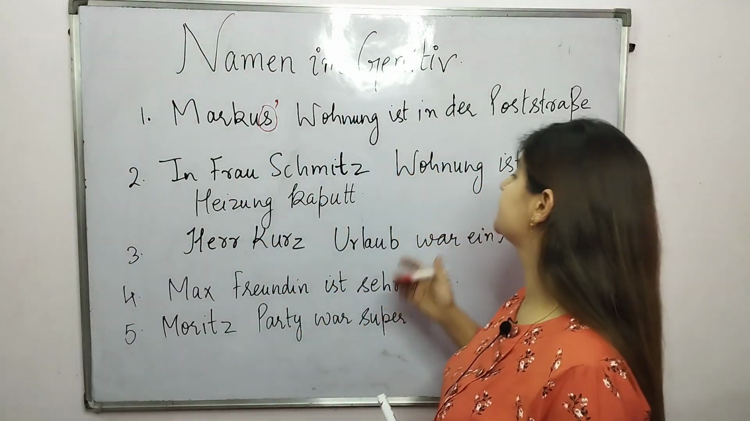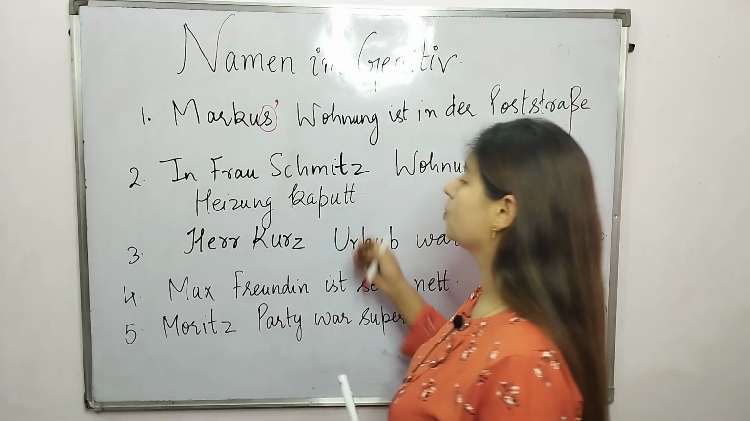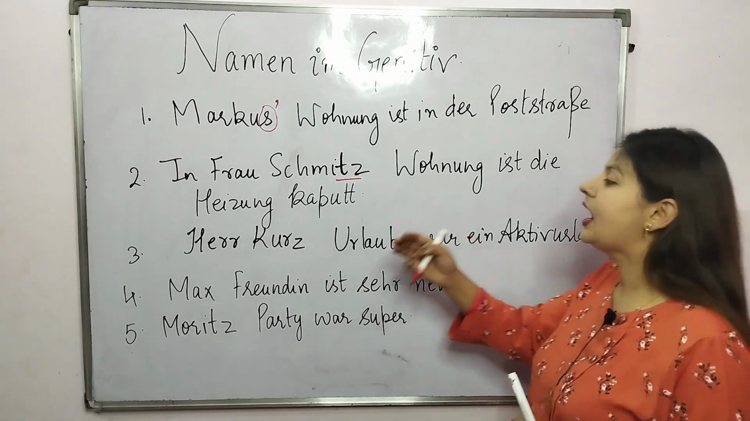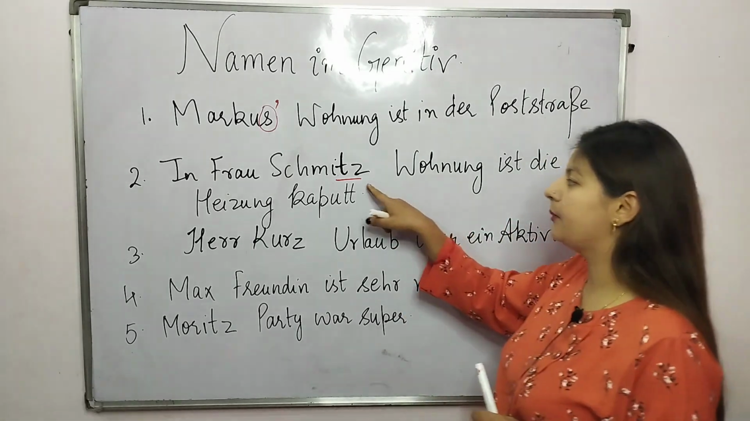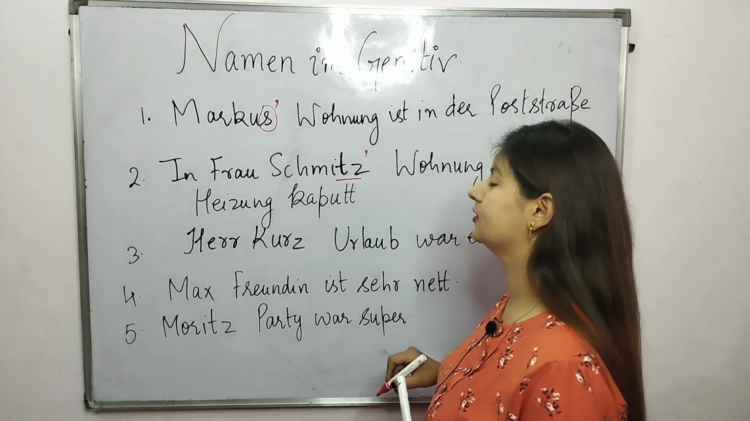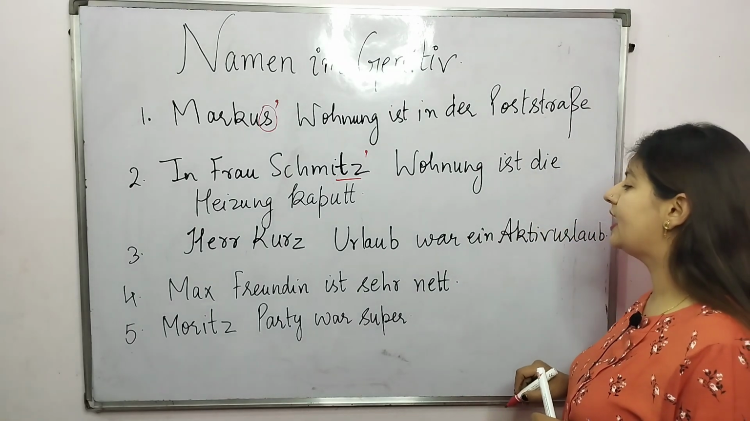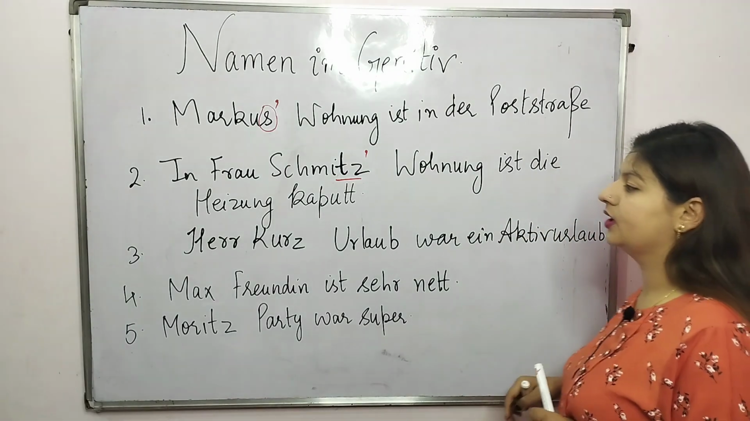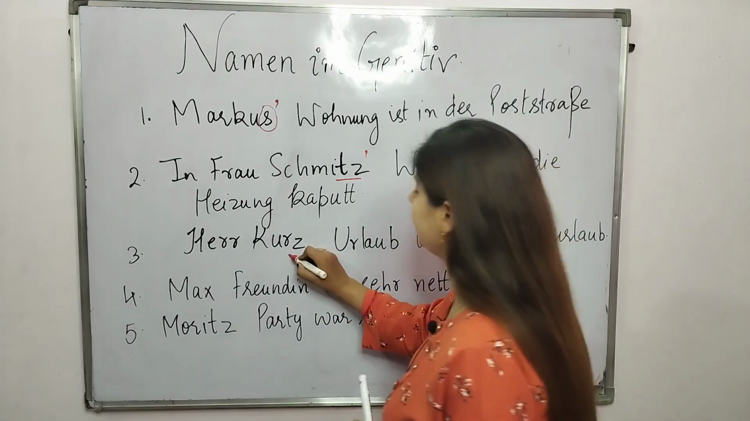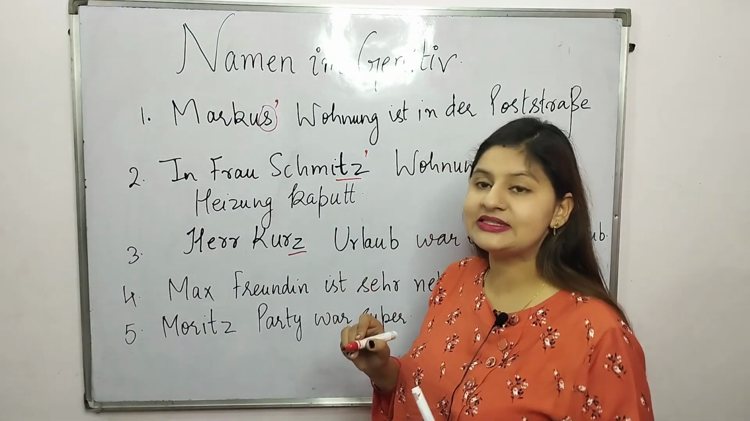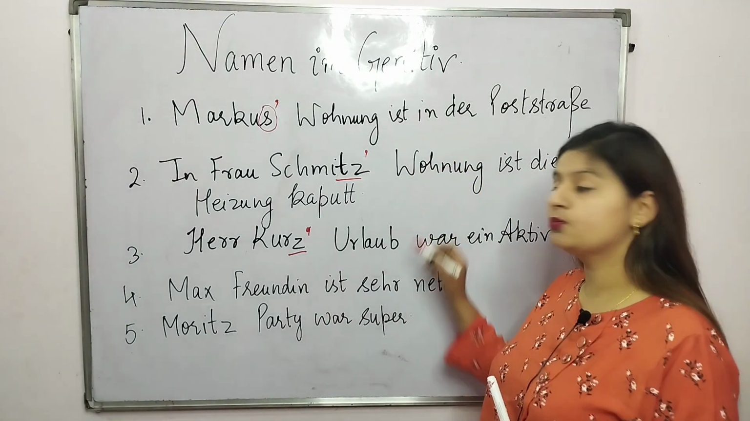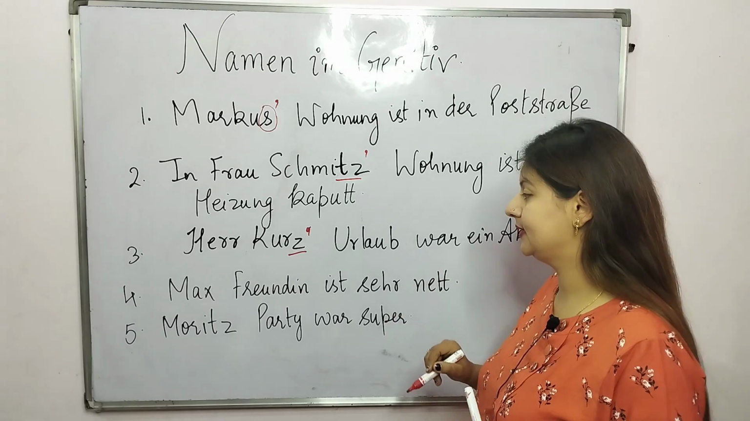In Frau Schmidts Wohnung ist die Heizung kaputt. So again, am Ende T-set. So apostrophe. Herr Kurz' Urlaub war ein Aktivurlaub. So again, Kurz with ending set. So we put here apostrophe. We don't need to put extra S, only apostrophe.